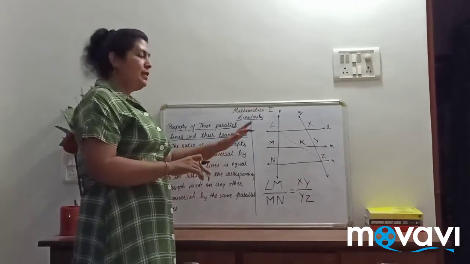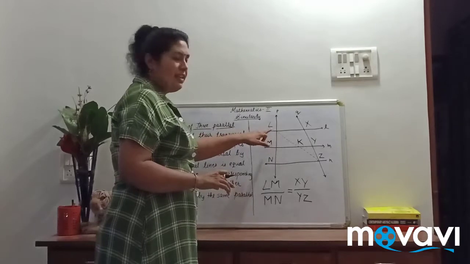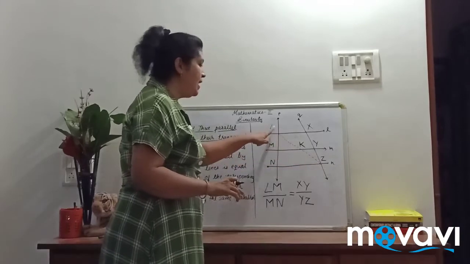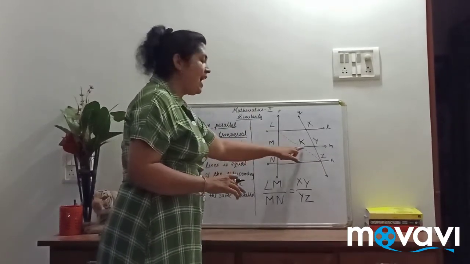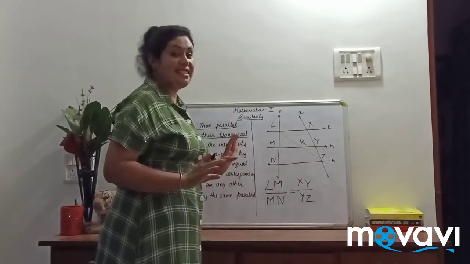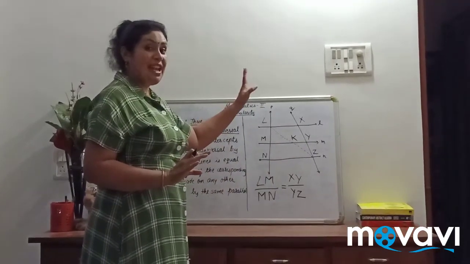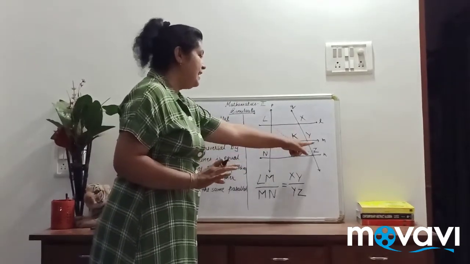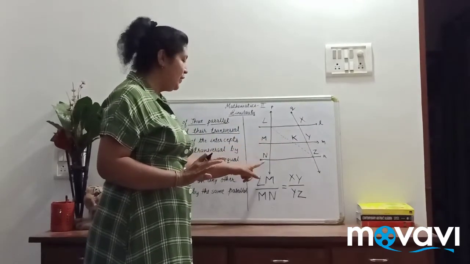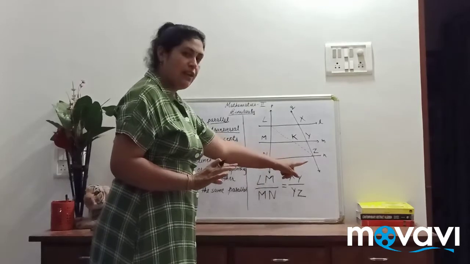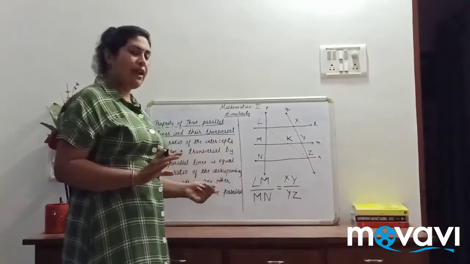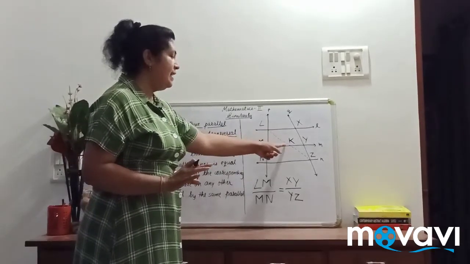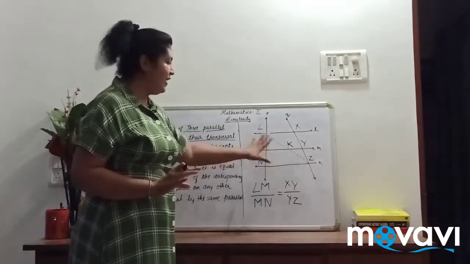Now observe the diagram very carefully. We get two triangles. Triangle LNZ. See this triangle LNZ, and MK is parallel to NZ. Do you remember the basic proportionality theorem? In the same way, in triangle LNZ, this line M is parallel to the side of the triangle. So using the basic proportionality theorem, what can you write? Yes, LM upon MN is equal to LK upon KZ. Right? You can write like this.